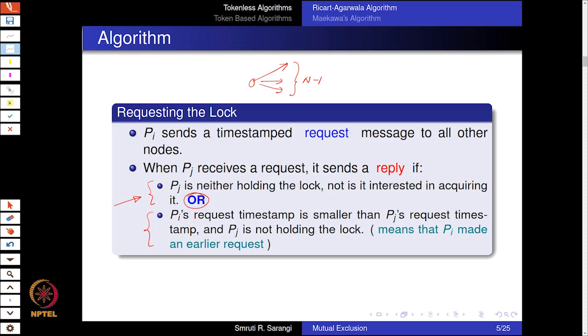Or if it is interested, it has sent out a request, but PI's request happens to be smaller, the way we defined it in the previous lecture, than PJ's request, then also it will send a timestamped reply. Alright, so this part changes and this part is crucial, right? So the key idea is that PJ will send a reply only if both of these conditions hold.